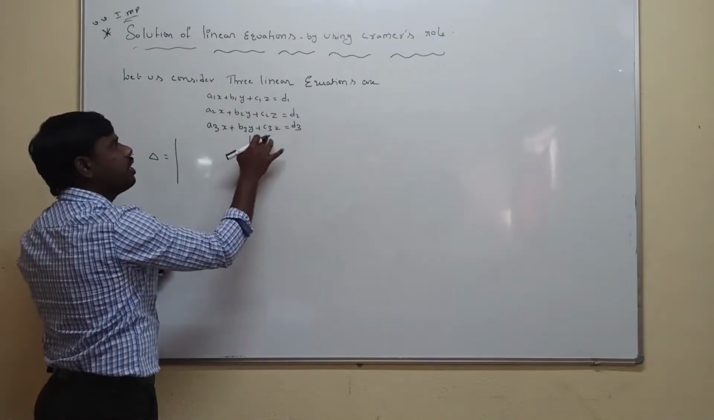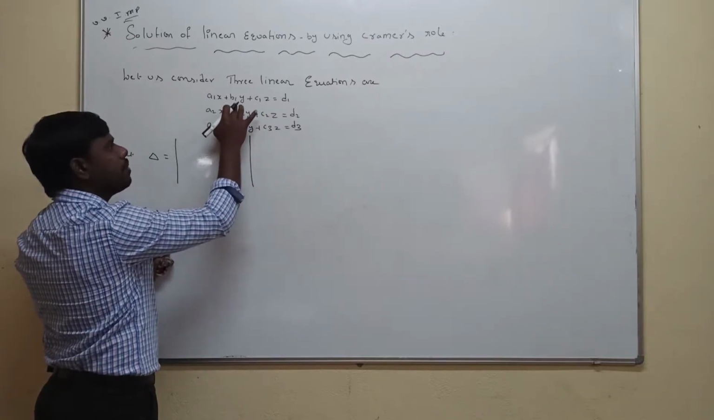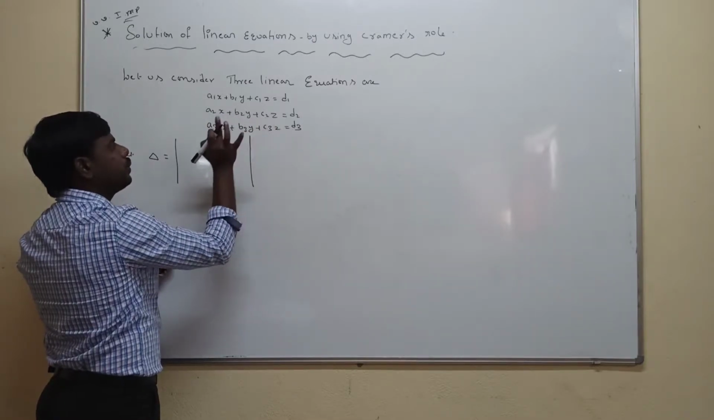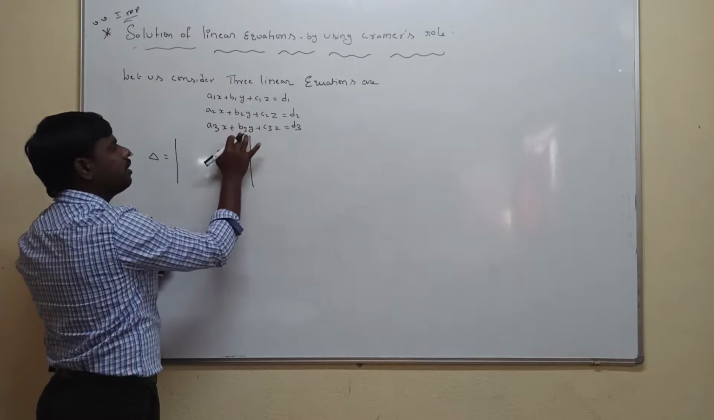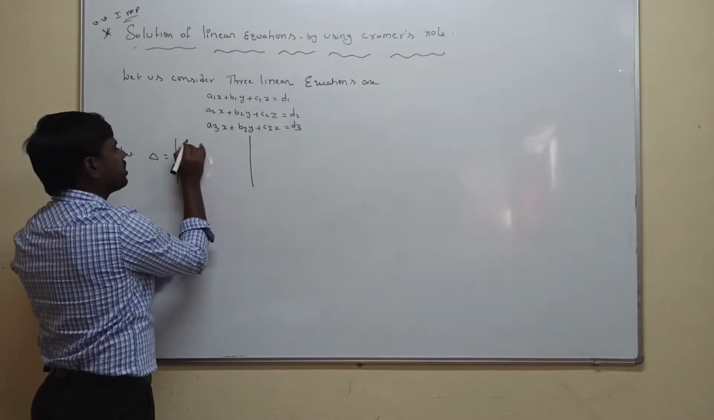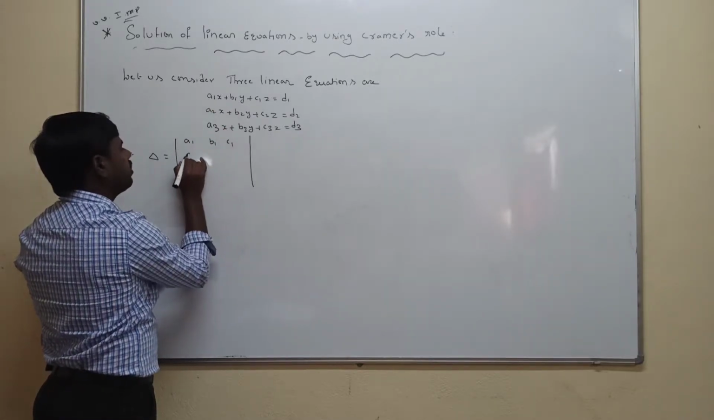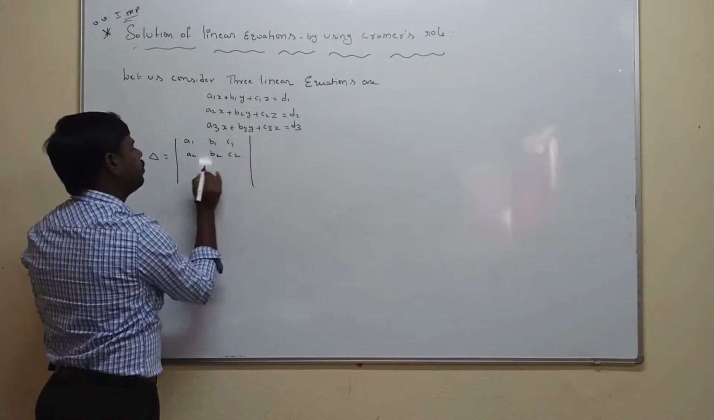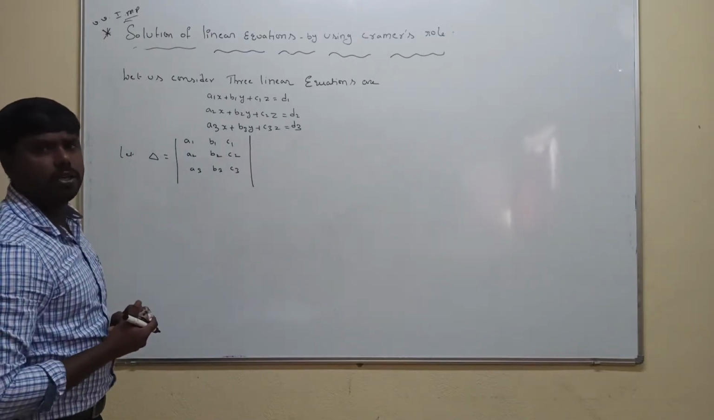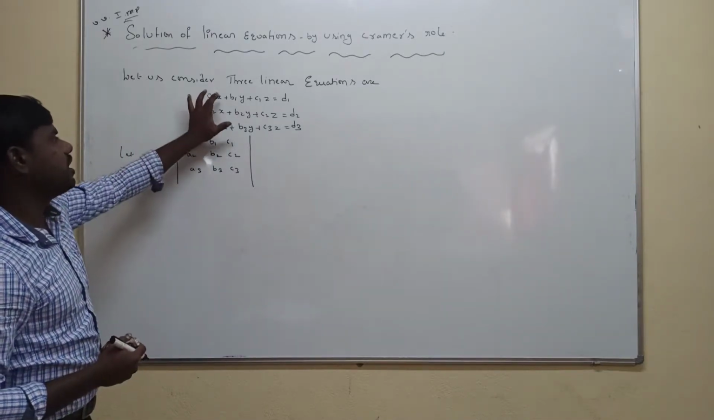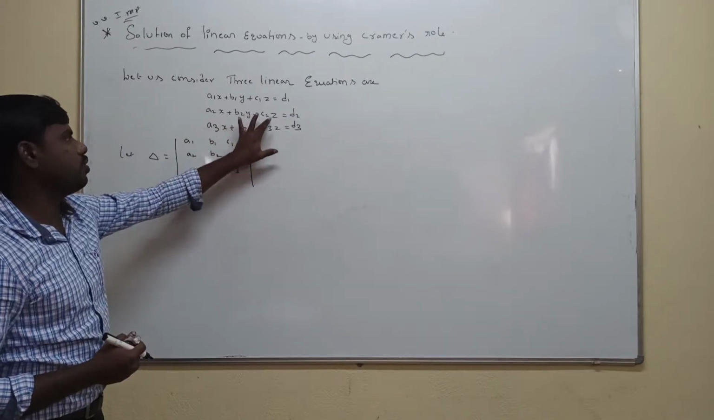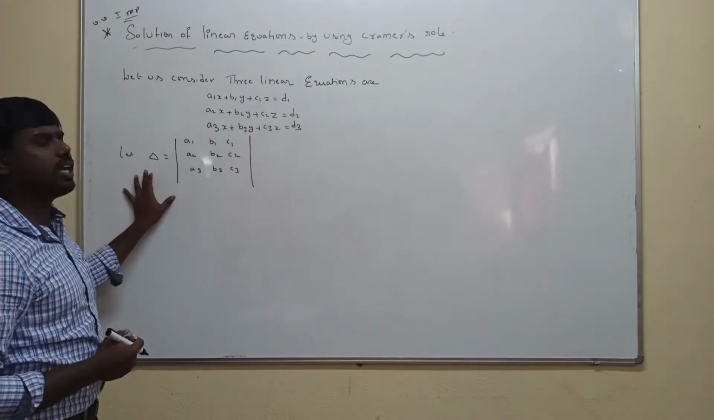In the given equations, what are the x, y, z coefficient values? In the first equation they are A1, B1, C1. In the second equation, A2, B2, C2. In the third equation, A3, B3, C3. Delta we can write as the coefficients of x, y, z in the given equations: A1, B1, C1, A2, B2, C2, A3, B3, C3. This is the delta value.